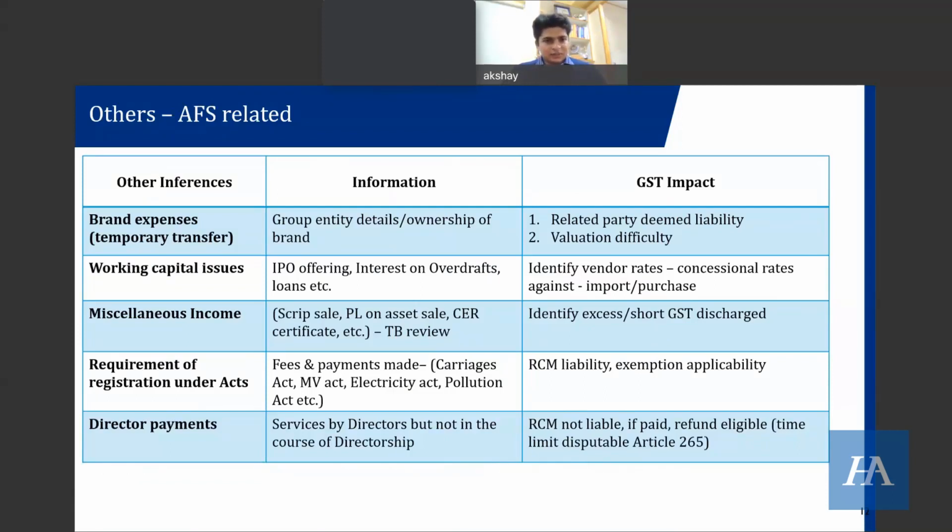get certain inferences. One is the brand expenses. There may be group entity details, ownership of certain brand. Now, this brand could also be a service and which may lead to related party deemed liability, which means that if some other entity is using the same brand, then there could be a GST liability. The issue which arises is valuation difficulty.